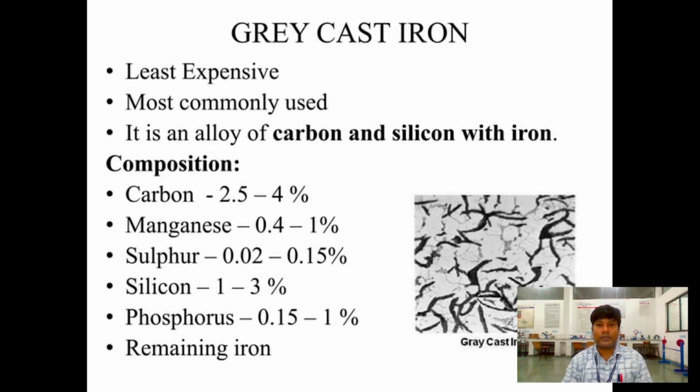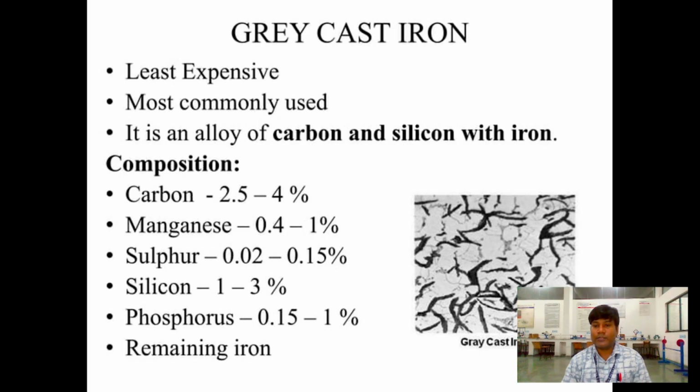Gray cast iron. Gray cast iron is the least expensive and most commonly used. It is an alloy of carbon and silicon with iron. In the composition, carbon is 2.5 to 4%, manganese 0.4 to 1%, sulfur 0.02 to 0.15%, silicon 1 to 3%, phosphorus 0.15 to 1%. The remaining would be iron.